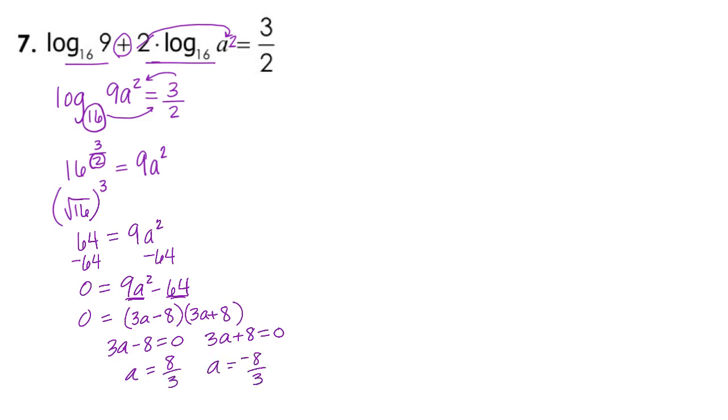Now the other way we could have done this is from here we could have taken our 64 equals 9a squared. We can divide both sides by 9. And so 64 over 9 equals a squared. And then take the square root of both sides. The only thing in doing this is you need to make sure you do plus or minus. And then you have plus or minus square root of 64 over square root of 9. And you get the same exact answers.